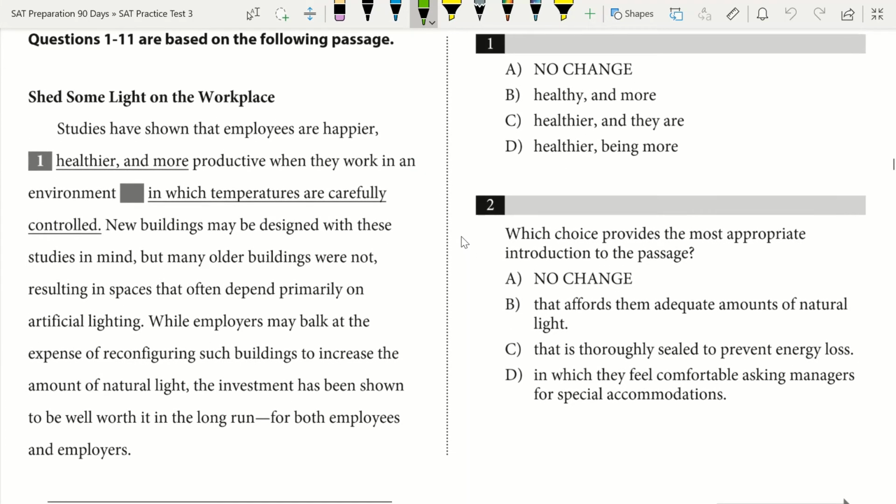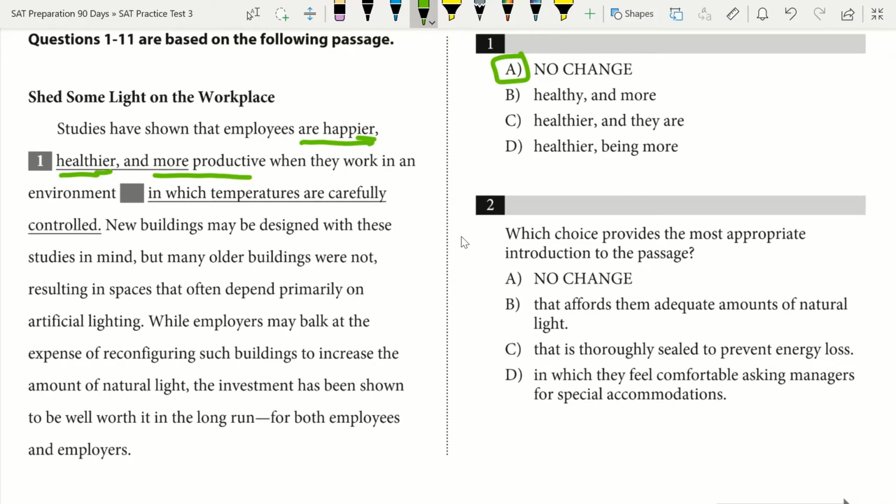So we got questions 1 through 11 are based on the following passage. Shed some light on the workplace. Studies have shown that employees are happier, healthier, and more productive when they work in an environment. Okay, right here I know that this is basically a parallelism question, asking to make sure that I'm maintaining this -ier at the end of my words. Now I can't say "productive-er" because that's not a word obviously, so I do have to say "and more productive." So I know my correct answer there would be A, right?